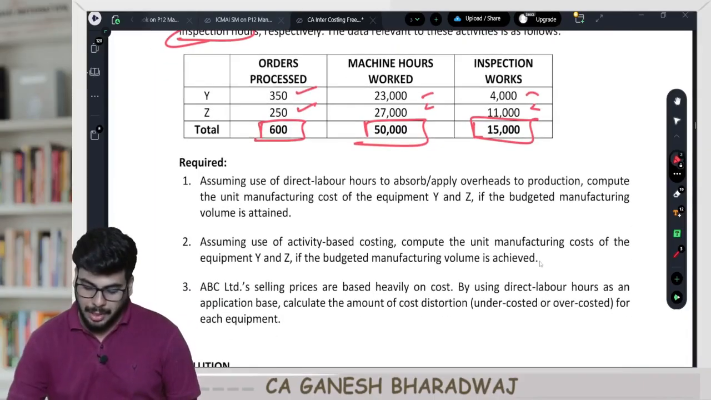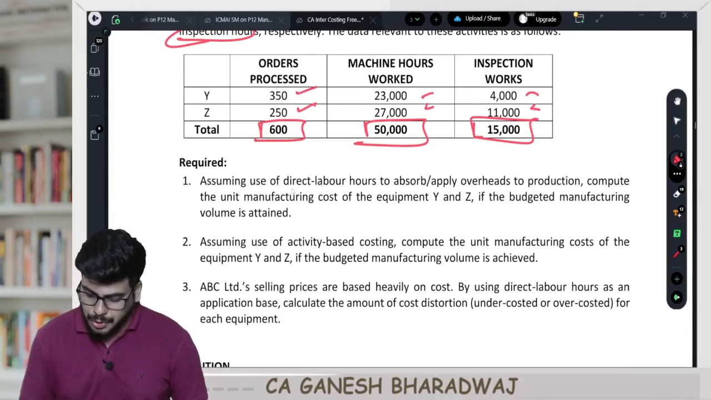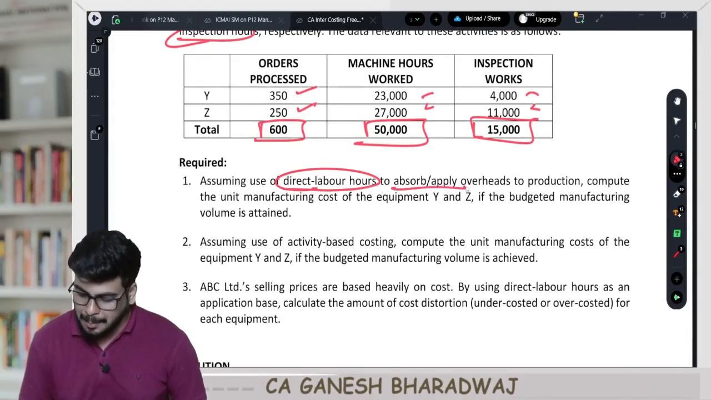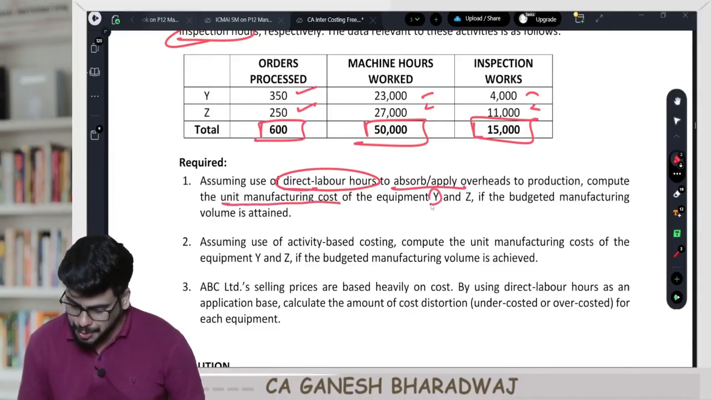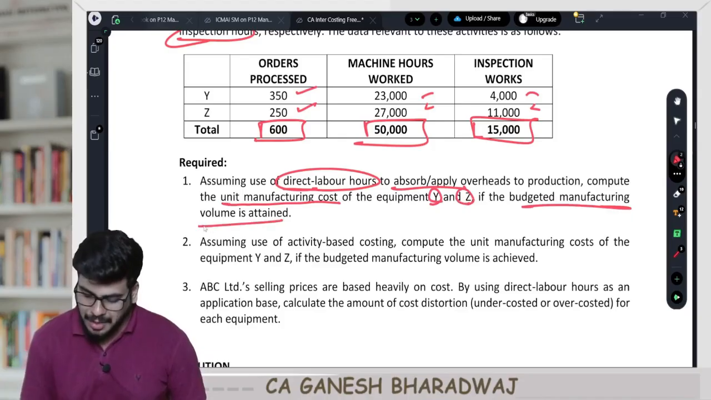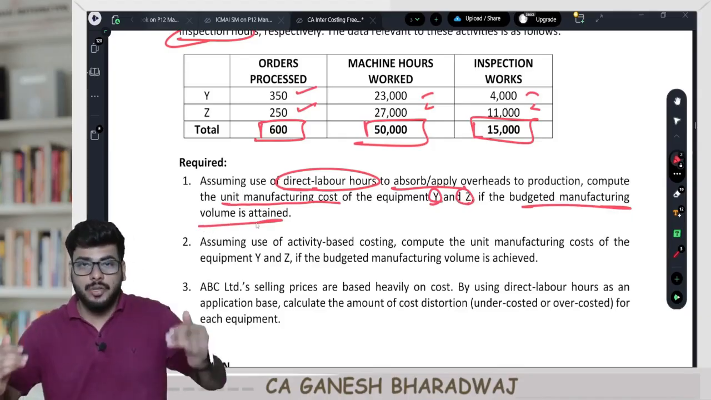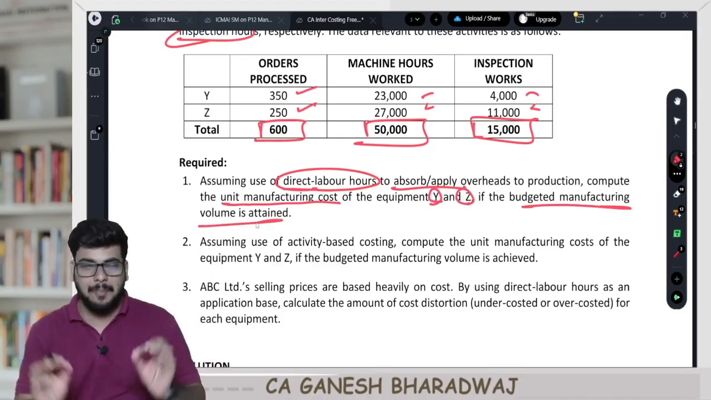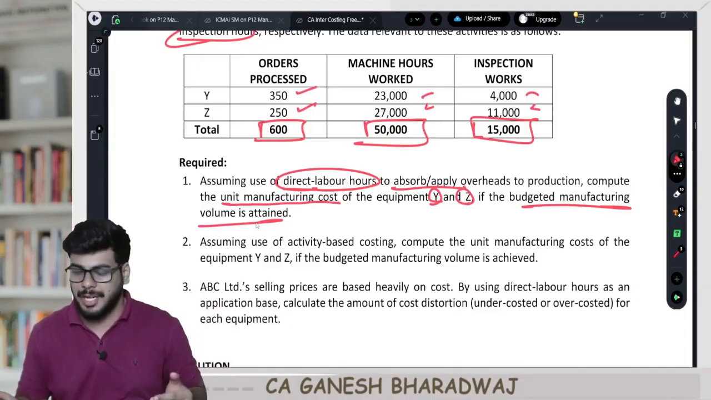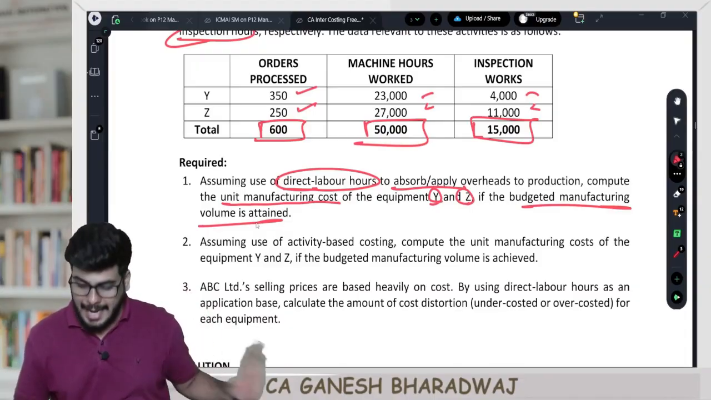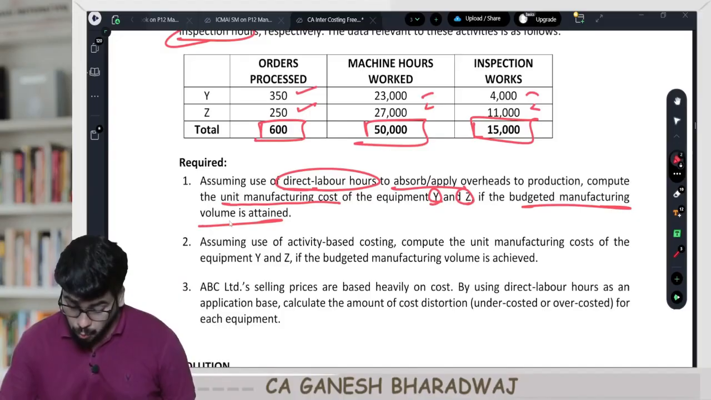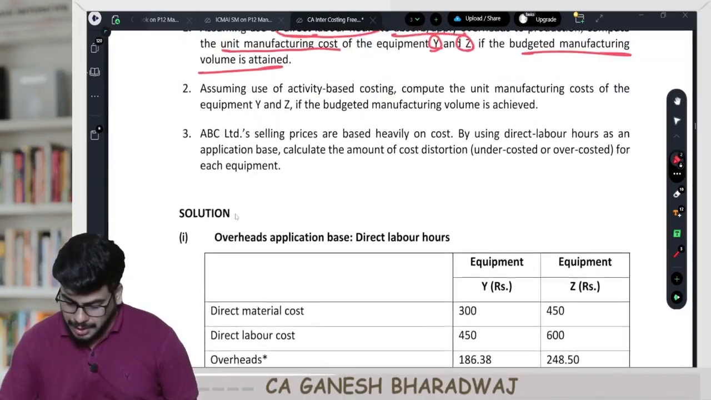Right now, required number 1, assuming the use of direct labor hours to absorb or apply the overheads to production, compute the unit manufacturing cost of equipment Y and Z if the budgeted manufacturing volume is attained. Now, using the traditional costing system, you calculate the absorption rate and all, charge it to the product and arrive at the total cost of the product. This is what they have asked for. Now, that's pretty much simple.